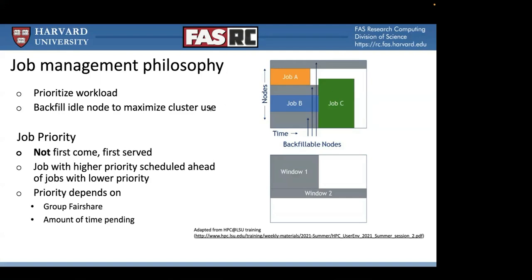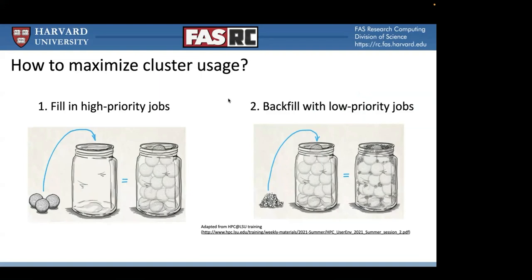And job priority is also important. We don't do first come, first serve. Priority depends on your group's score on the cluster as well as how long your job has been waiting in the queue. From the time that you have submitted your job, it's then pending until it gets to start running. The longer it's pending, the higher in priority it goes. Jobs with higher priority get scheduled ahead of jobs with lower priority. So the way in which the cluster looks at these high versus low priority jobs is that it does all of the high priority jobs first, and then in all of the little gaps in between, it backfills them with all of the low priority jobs.